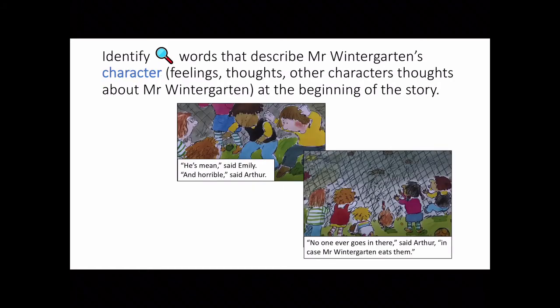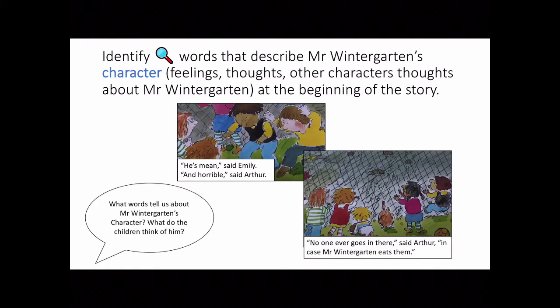Identify words that describe Mr. Wintergarten's character. This describes his feelings, thoughts, what other characters think about him, all at the beginning of the story. He's mean, said Emily. And horrible, said Arthur. No one ever goes in there, said Arthur, in case Mr. Wintergarten eats them.